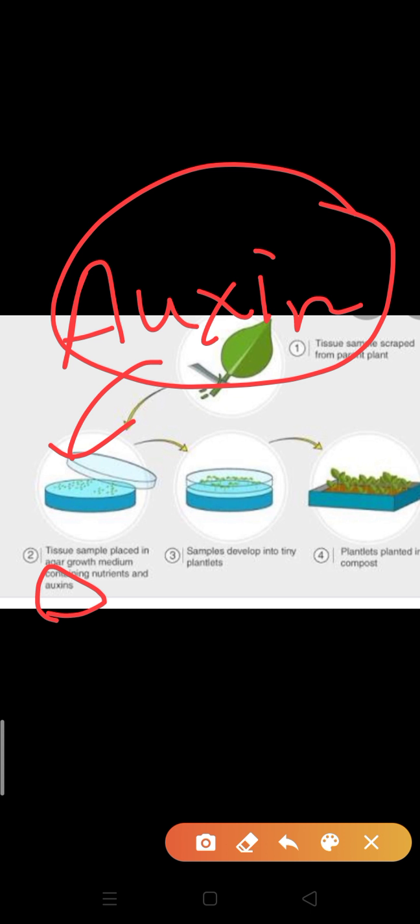Clear? So auxin is one kind of plant hormone which is necessary for the growth of plants. The agar solution contains auxin also. In the third step, samples develop into tiny plantlets. Okay, so this is the mass of cells. When a mass of cells grows, that is known as the callus.